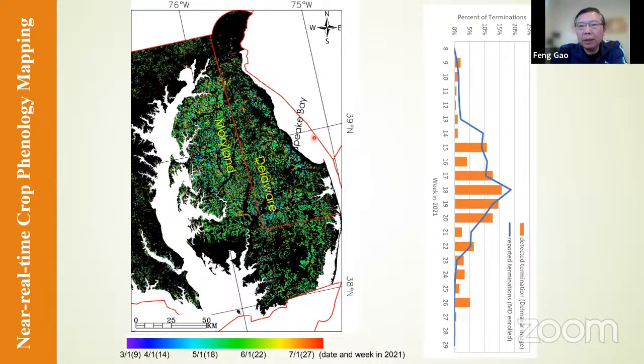Most termination dates, we do the histogram of this termination date. Most termination happens in week 15 to week 20. That's approximately mid-April to late May. It's very similar to the in-road field, those blue lines.